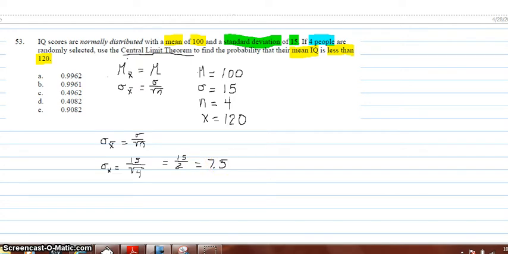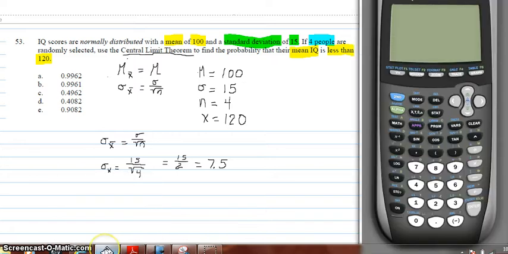Now to solve the rest of this problem, we're going to need to use a calculator using normal CDF. So let me bring up the calculator, turn it on. To get to normal CDF, remember that second vars, arrow down to number 2, normal CDF, enter. Our lower is going to be E99. Now we need to get the upper. The upper is 120 because we wanted a mean IQ less than 120.